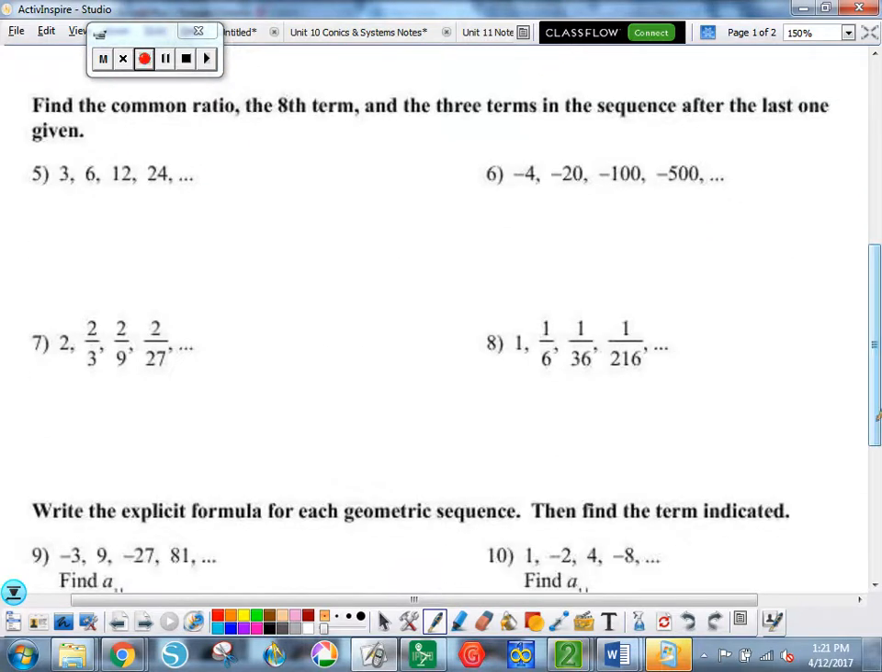After 5. Find the common ratio, the 8th term, and the 3 terms in the sequence after the last one. So, basically find the next 4, which I'm still not practiced writing the equation. Common ratio in this case would be what? It gets big fast, right? No, the 8th term. I know, but did you write the equation? Write equation. Add that to your list. Write equation.